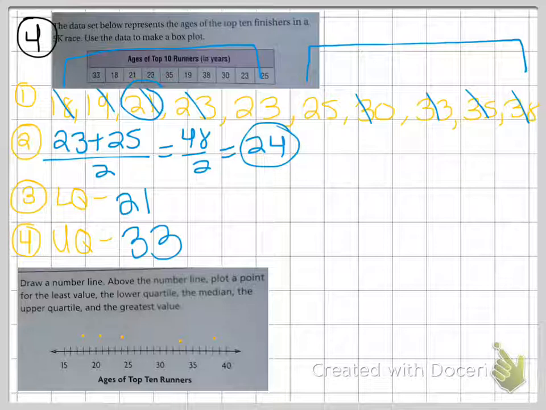Next thing, we are going to connect our lowest to our lower quartile and our greatest value to our upper quartile. Then we're going to draw that vertical line of our median and connect those. Oh, that's terrible. Hold on. All right, somewhat better. It should definitely be more precise than that. Just a little bit challenging with the iPad.